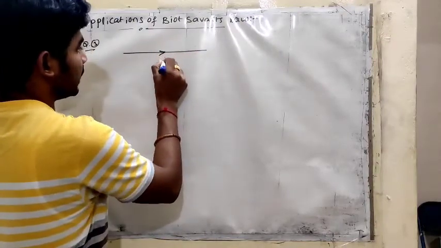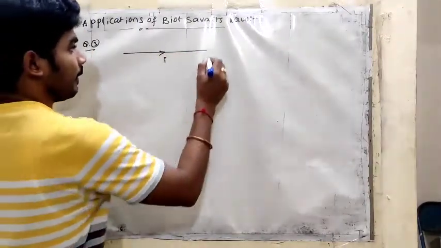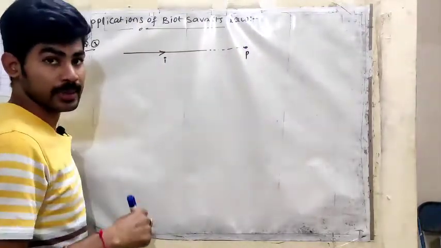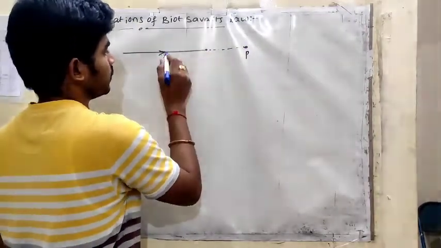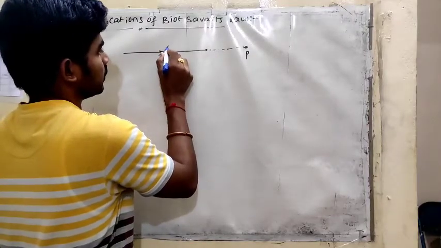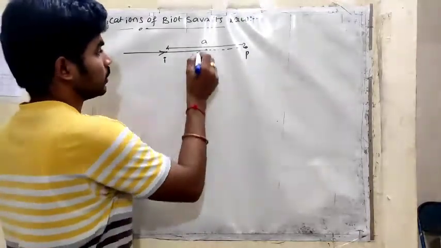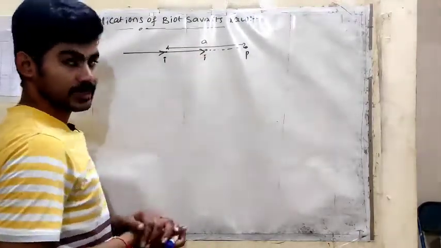So this is a straight current carrying conductor. Current I is passing, and I am calculating the magnetic field at a point exactly on the axis. Somewhere here the distance is a. Here the current is passing in this direction.